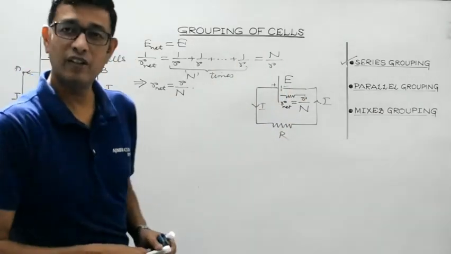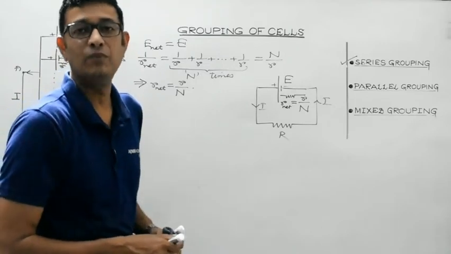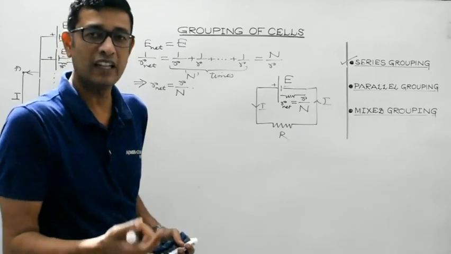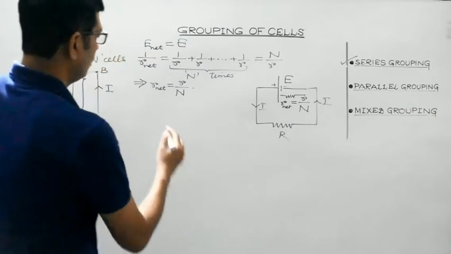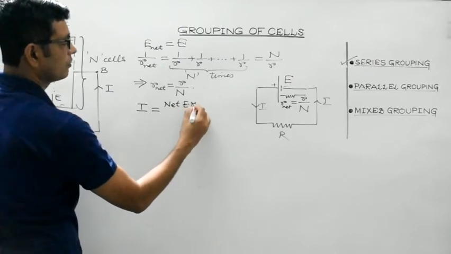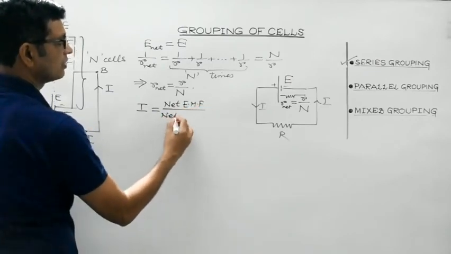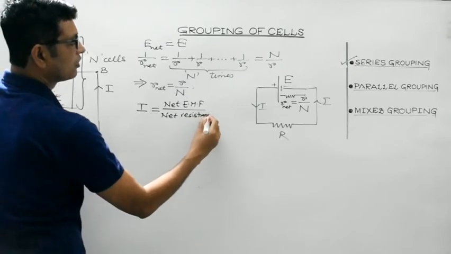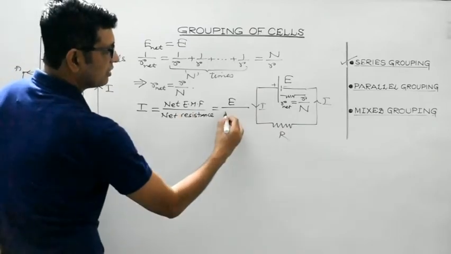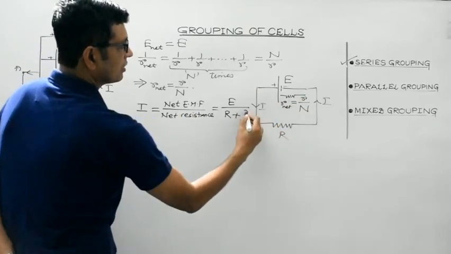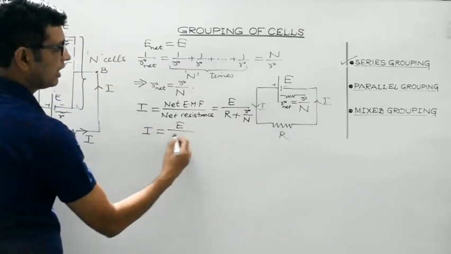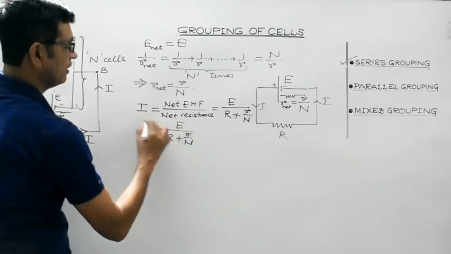So net current, as we are aware, in any circuit the net current is given by net EMF divided by net resistance. And net resistance, students, is the sum of the external resistance and the internal resistance, right? So net current flowing through the circuit would be given by net EMF divided by net resistance. Net EMF is E, and net resistance is external resistance R plus internal resistance r by n. So current is equal to E divided by R plus small r by n.